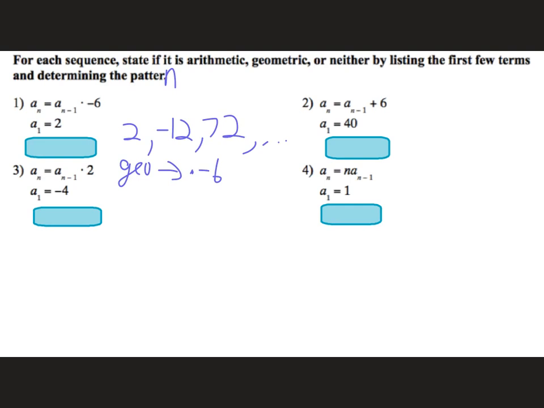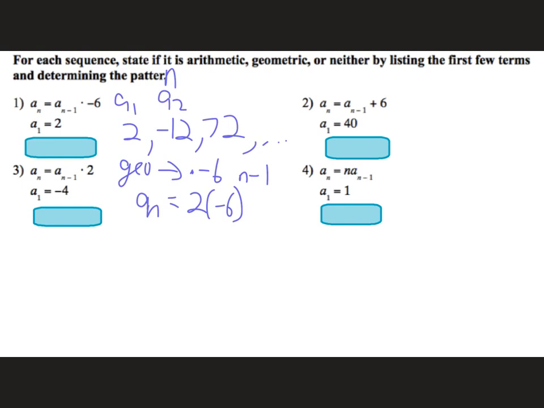If we wanted to get super spicy, we could write it as AK or AN. They used N here, so I'll use N. AN is equal to, let's see, we started with 2, and then we were multiplying by negative 6. If I consider this a1 and this a2, then I need to be negative 6 to the n minus 1. Because, yeah, I'll write it down.